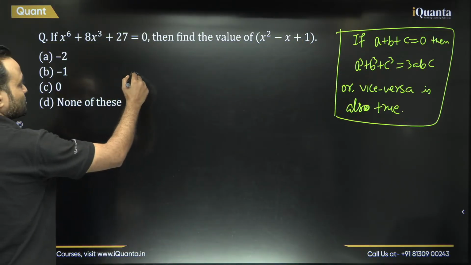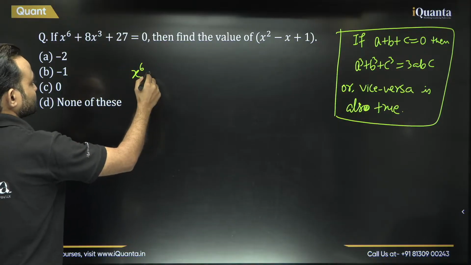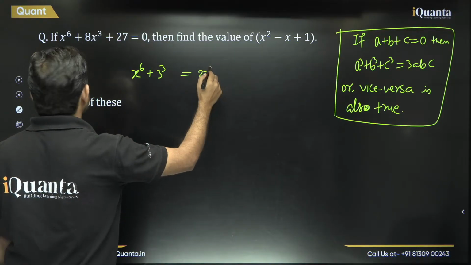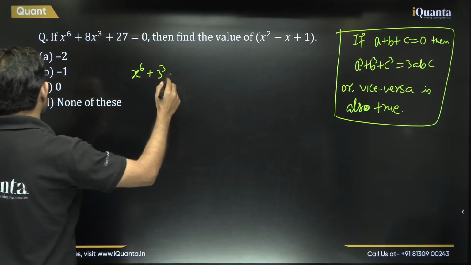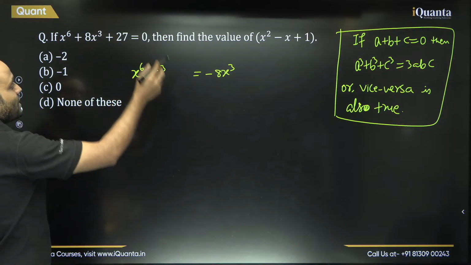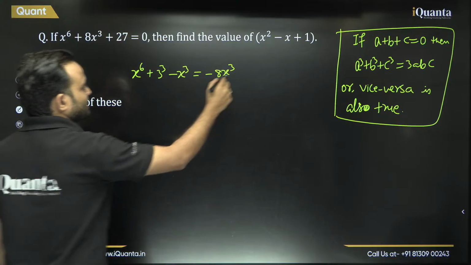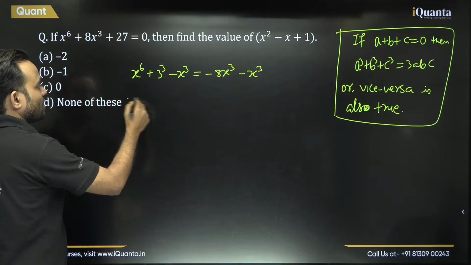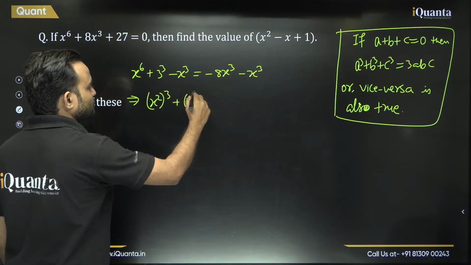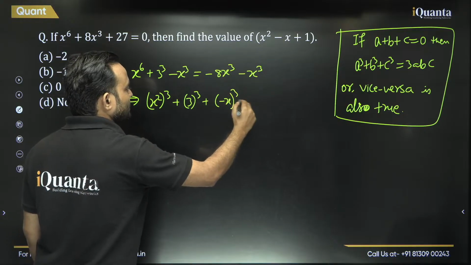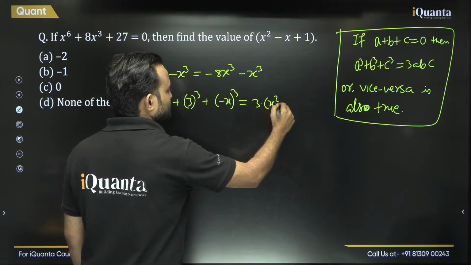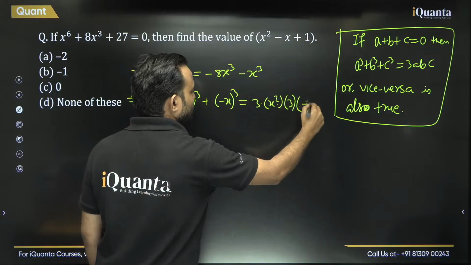Can I write this? x squared whole cube, that is x to the power 6, plus 3 cubed is equal to 27. Then 2x cubed we can write as minus 8x cubed, right? And if I add one more x cube like this, it will become minus x cubed. So this I can write as (x squared) whole cube plus 3 whole cube plus (minus x) whole cube, which is equal to minus 9x cubed, which can be written as 3 times x squared into 3 into minus x.